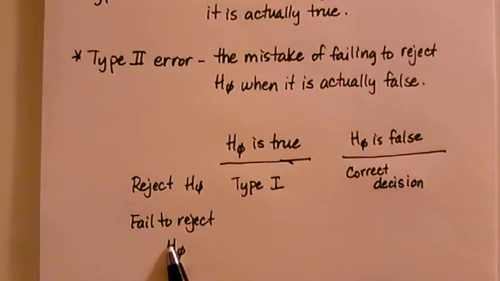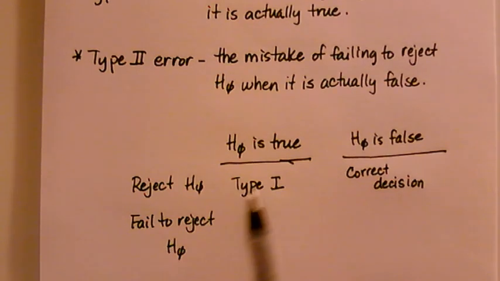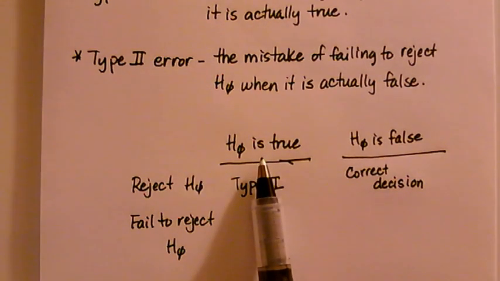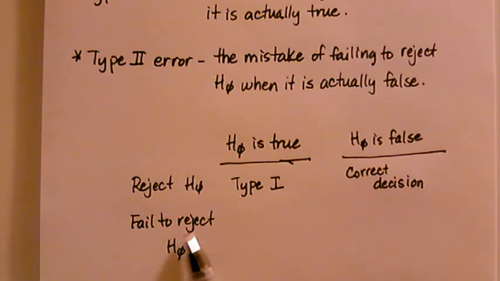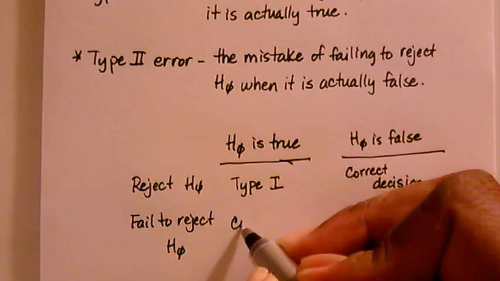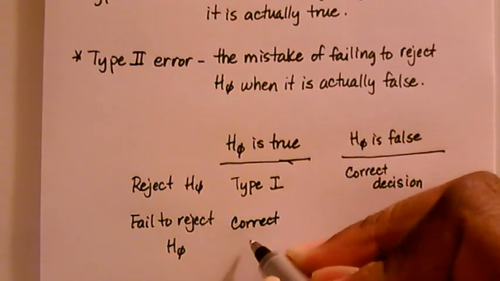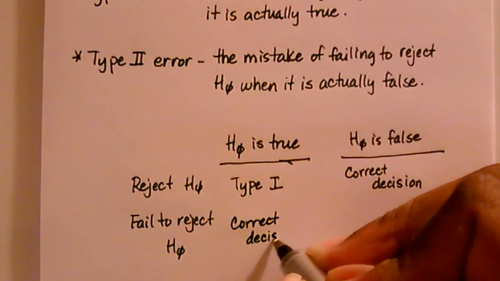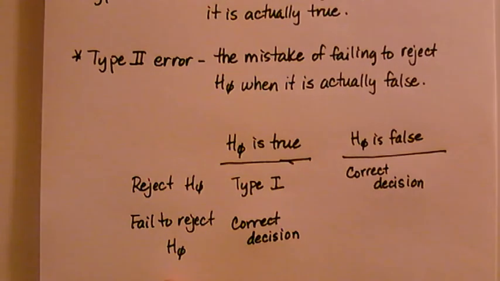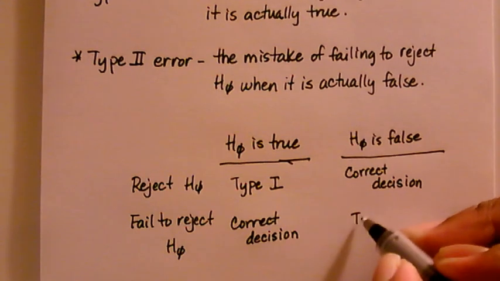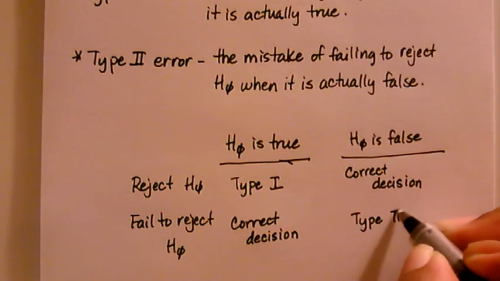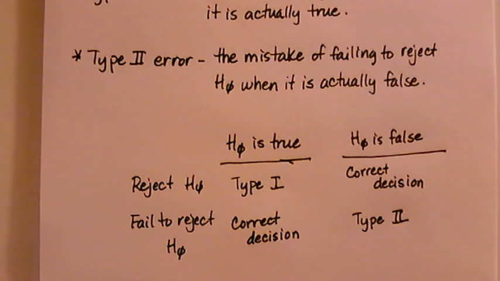Okay. Let's say you fail to reject the null hypothesis, and it is true. That means you don't throw out that null hypothesis, and that null hypothesis is actually true. That's what you want. That's the correct decision to do. Now, if you fail to reject the null hypothesis, you fail to throw it out, but that null hypothesis is false, then you've committed a type 2 error. Okay.